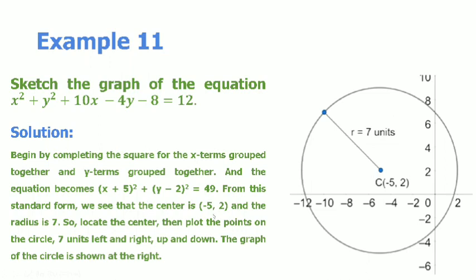So let's locate the center first at negative 5, 2. Since this is the point of origin, we have here 2, 4, 5. So negative 5, and then positive 2. So 2 units per grid. So negative 5, 2 is here. And then we will count 7 units to the right, to the left, and then upward and downward. So let's count in here.